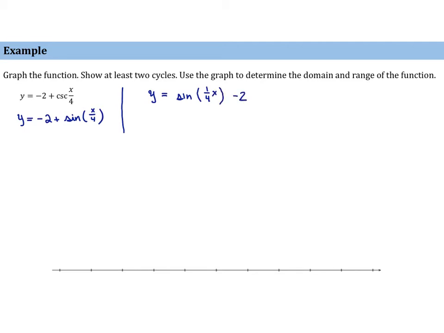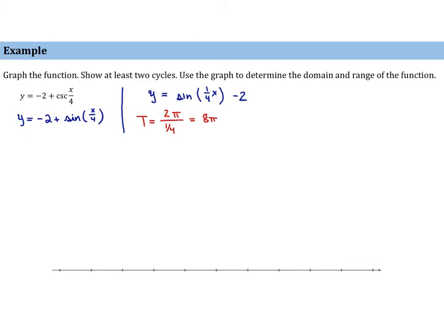So what we see with that 1/4 is a change in the period because it's a horizontal stretch. The period of our sine function is typically 2 pi, but we will divide by the coefficient of x, so we will divide by 1/4. That means that the period is actually 8 pi.